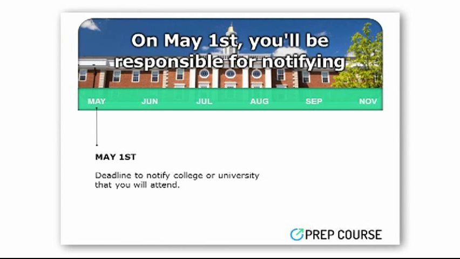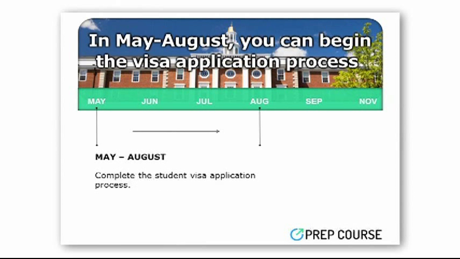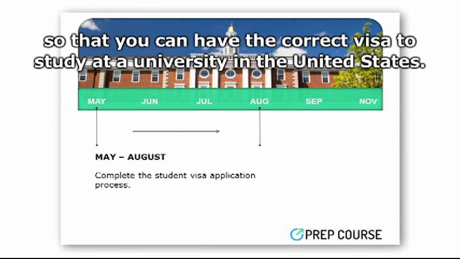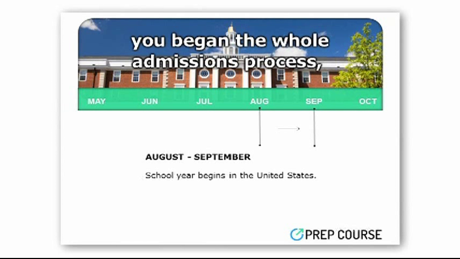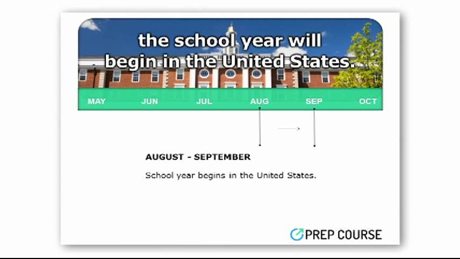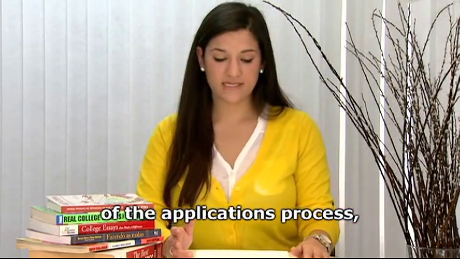On May 1st, you will be responsible for notifying the college or university of your choice that you will attend. And May through August, you can begin the visa application process so that you can have the correct visa to study at a university in the United States. And in August and September of the year after you began the whole admissions process, the school year will begin in the United States.